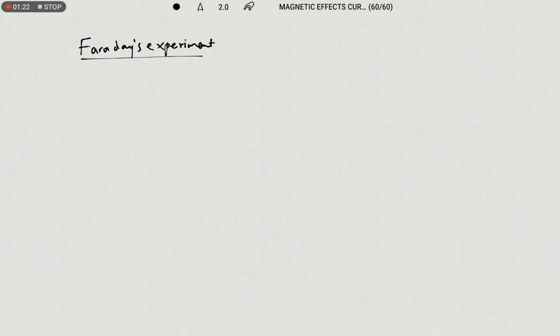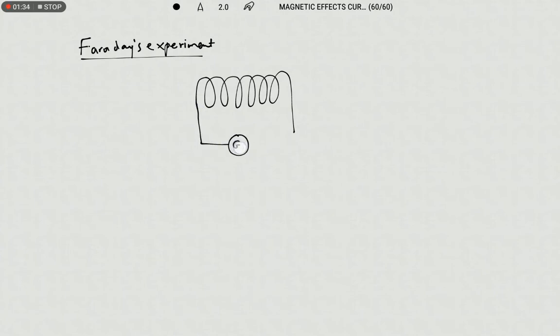The experimental arrangement of Faraday consists of a coil, and this coil is connected to a galvanometer. The two ends of the coil are connected to a galvanometer. Sir, what is a galvanometer? Galvanometer is a very sensitive device, which is used to measure the direction and magnitude of the current.